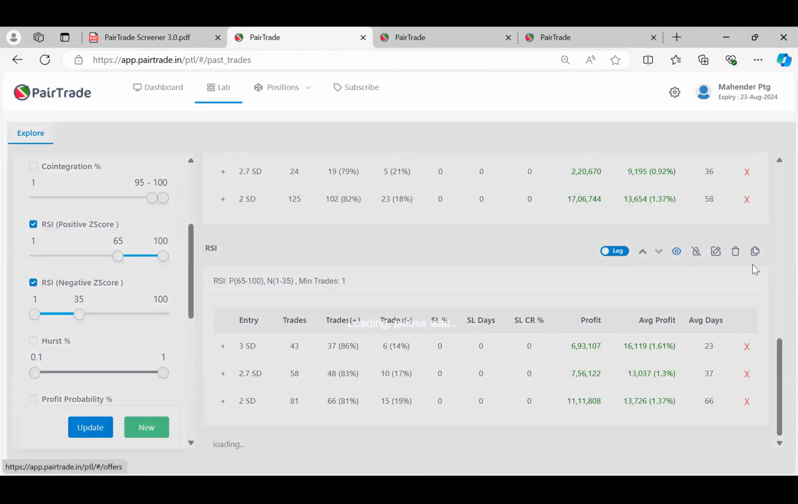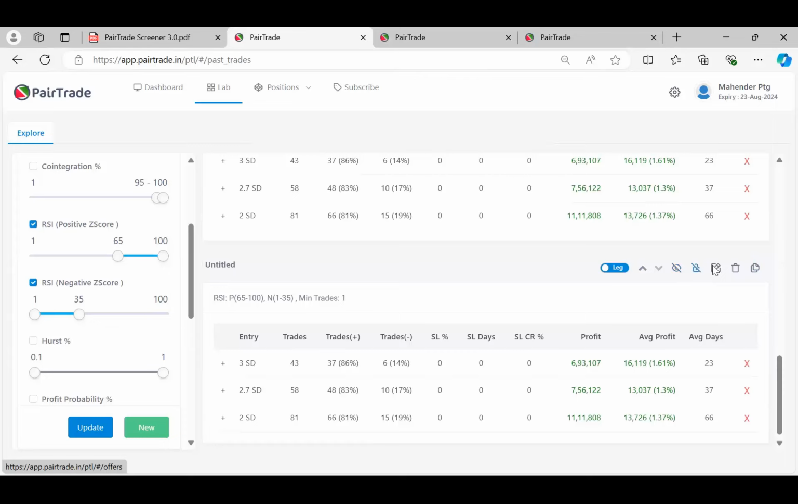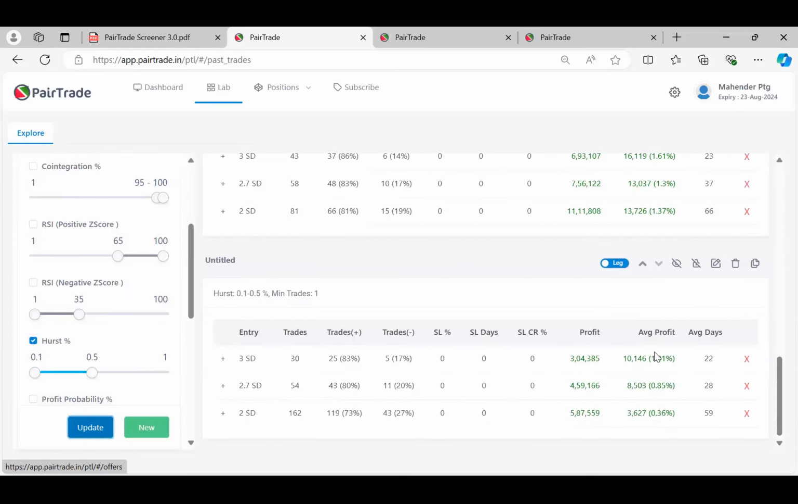Similarly, instead of RSI, I can try with the Hurst. I'll do it with 0.5, 1 to 0.5. Comparatively, not so high returns, but okay, 1% returns is good enough for this. Now, suppose in one combination, let's say this is a trending thing, right? So this is giving good returns comparatively. The number of trades is okay.